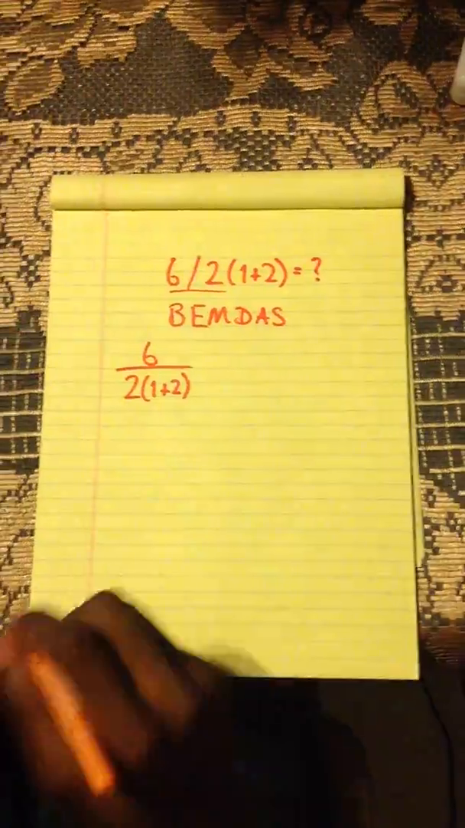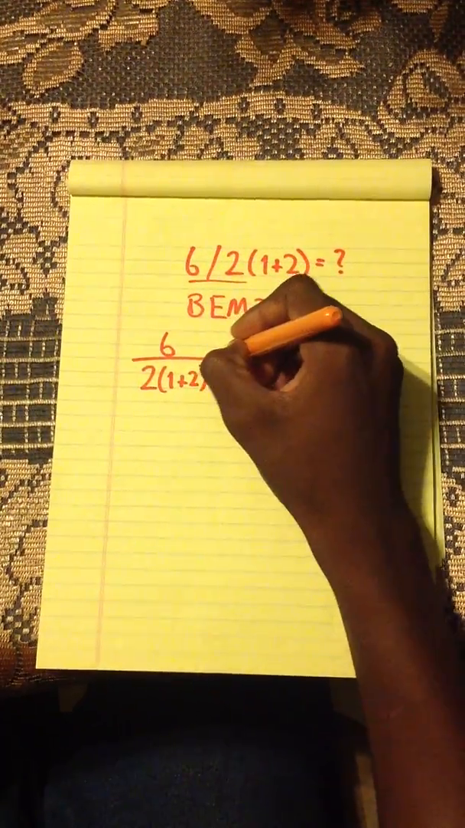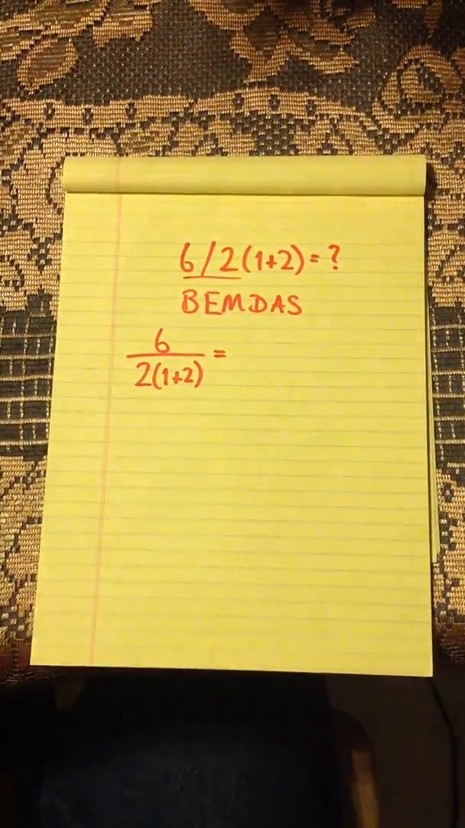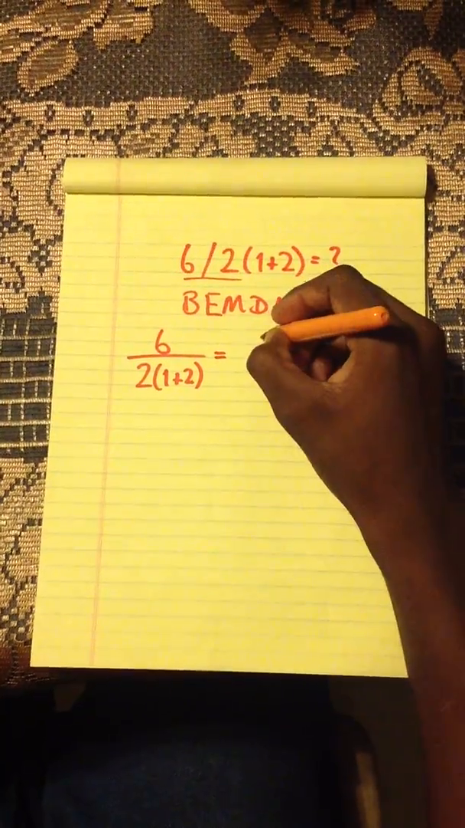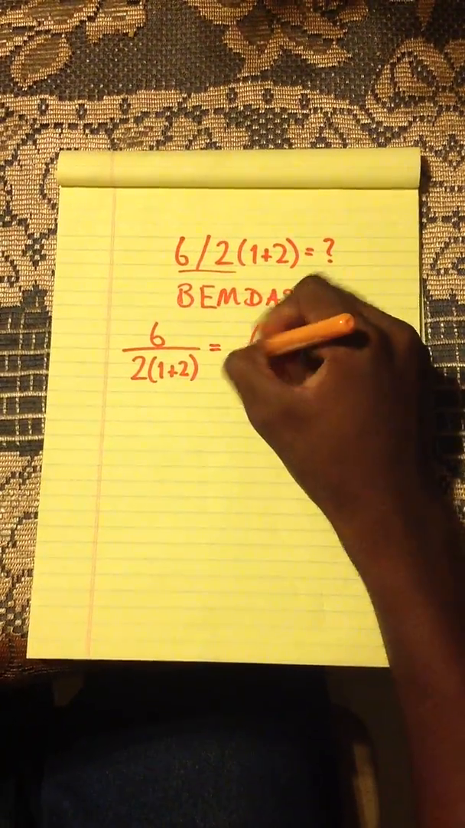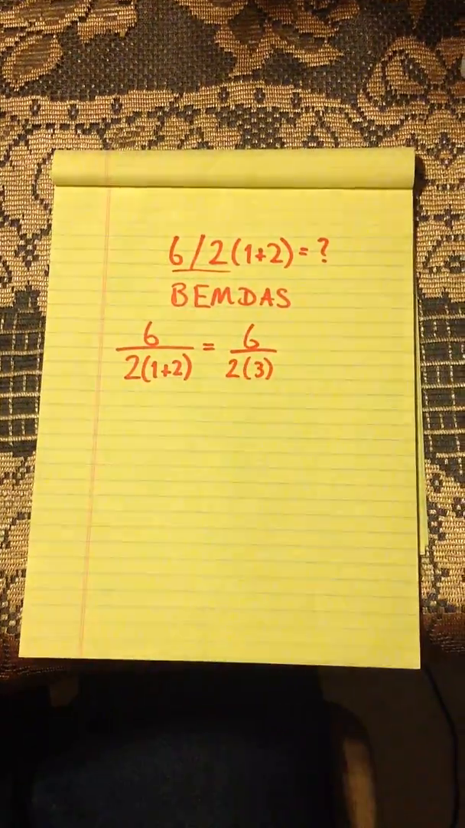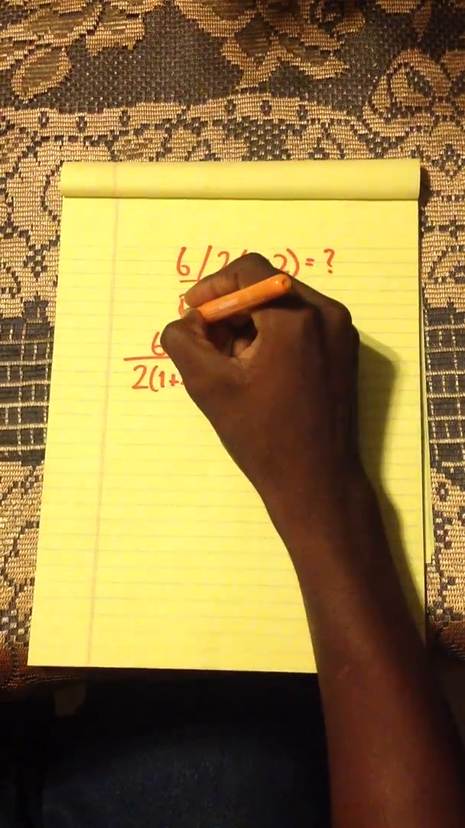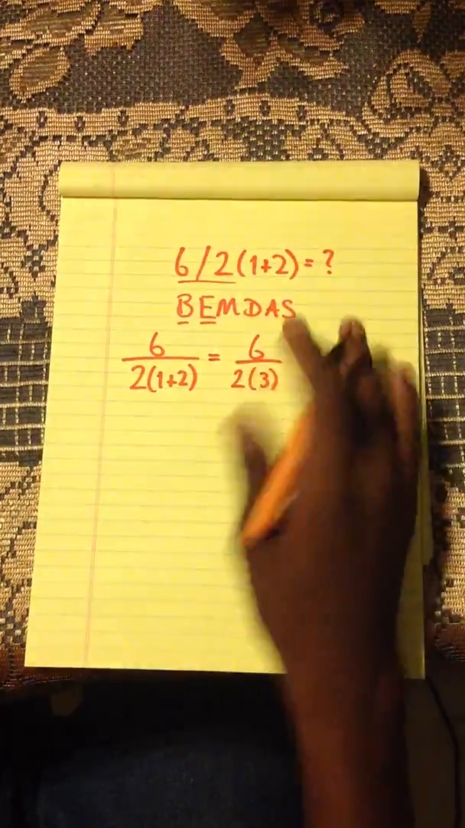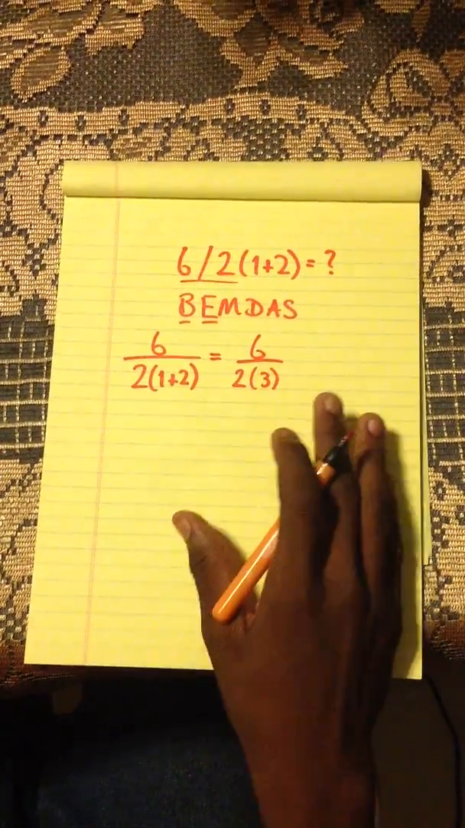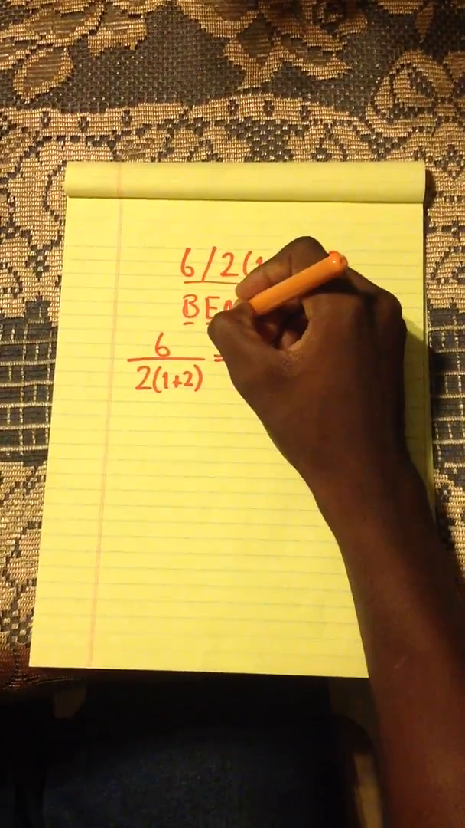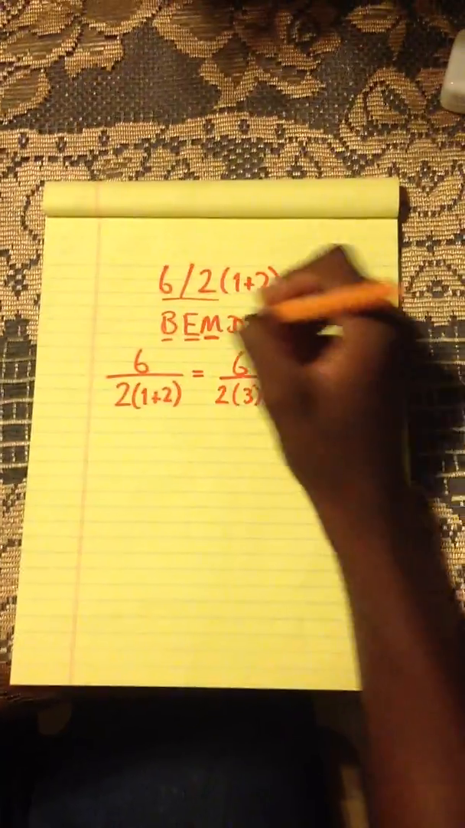Okay? So, first thing we're going to do is work out the bracket. 1 + 2 is 3. Therefore, we would have the expression 6 divided by 2(3). What's next? After you do your brackets, you look for your exponentials. We have no exponentials to deal with in this equation, so we're going to leave that out. The next thing you do is multiply.